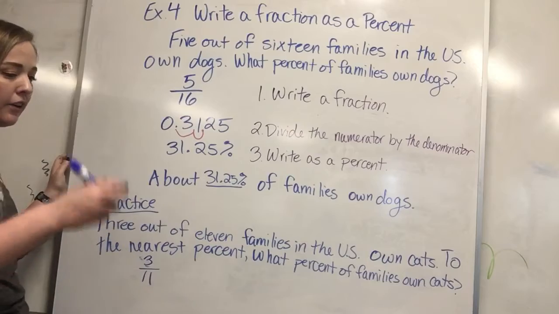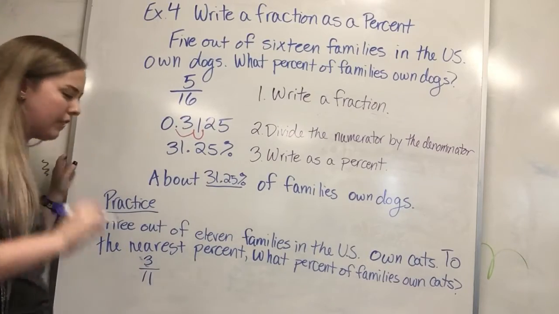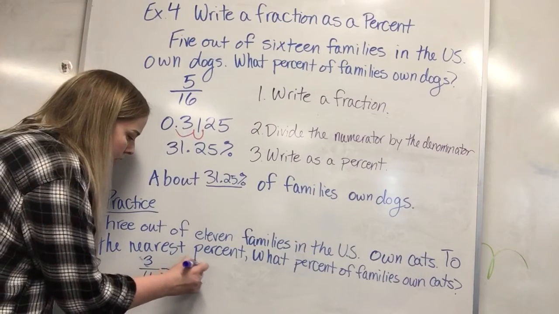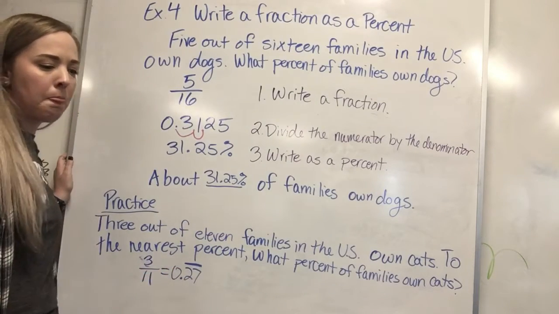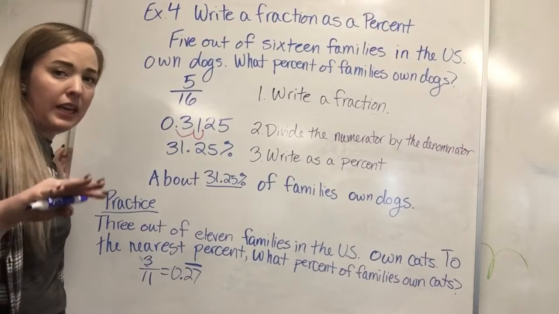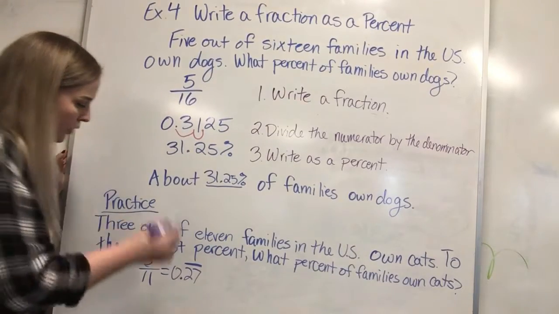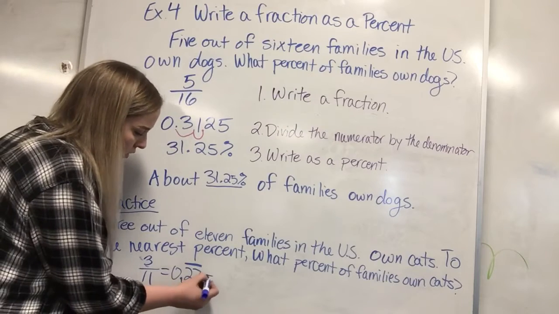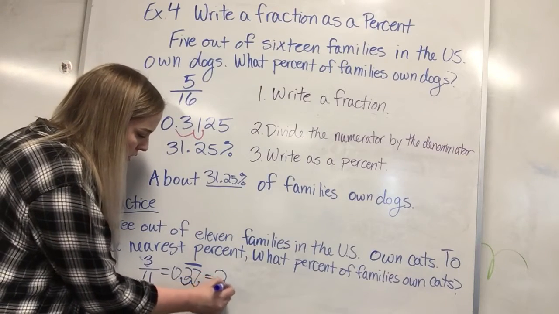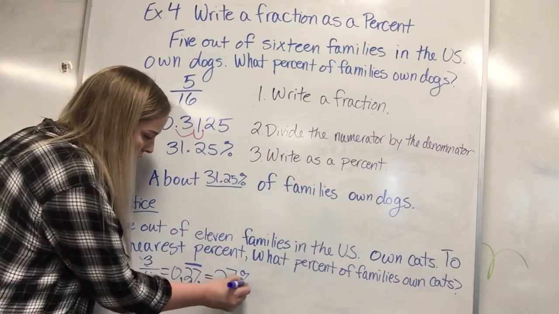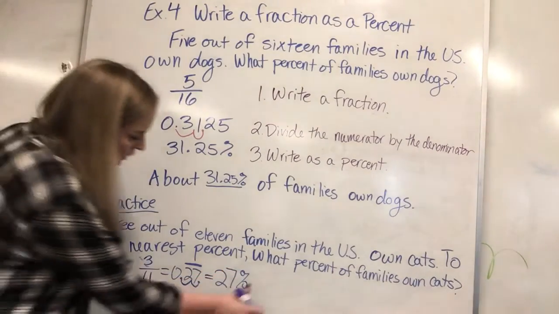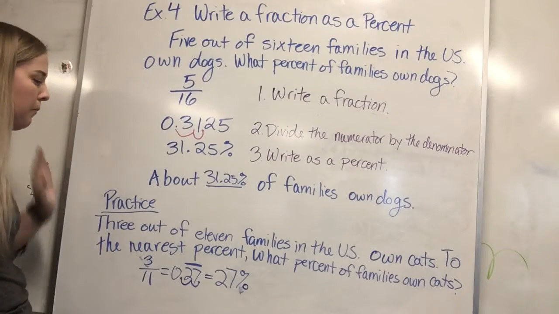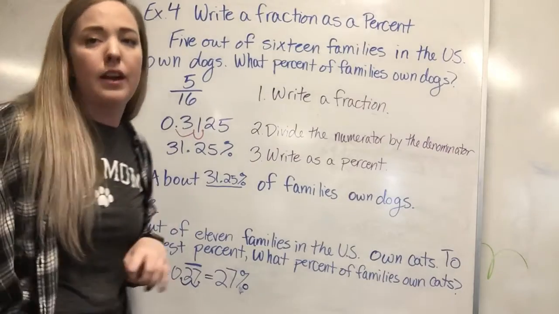If you divided that out correctly, either by hand or with a calculator, either is fine, you should have gotten the repeating decimal 0.27. That's repeating. We're still going to move the decimal like we normally would, so we're going to move it over twice. And again, if we're rounding to the nearest percent, we can just write what's here. So you should have gotten 27%. If for the practice problem you got 27%, you got it correct.